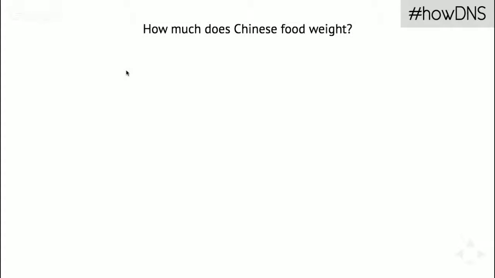So at this point, kind of a dry talk, kind of dry information. So we've decided we're going to insert some dad jokes. How much does Chinese food weigh? I don't know. About wonton.